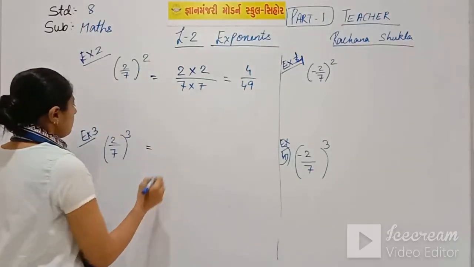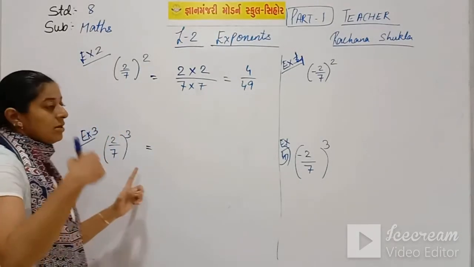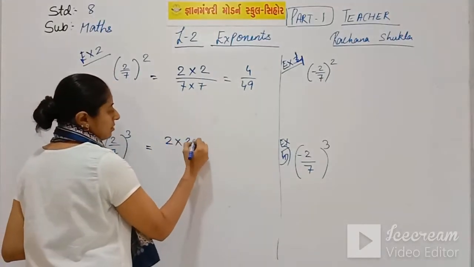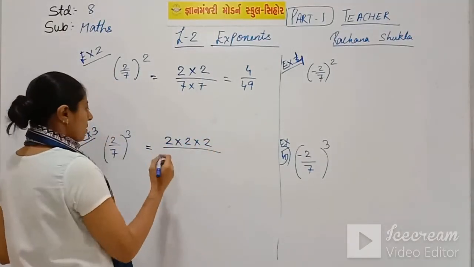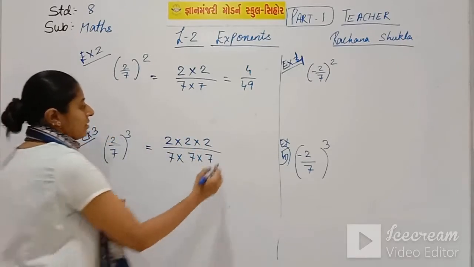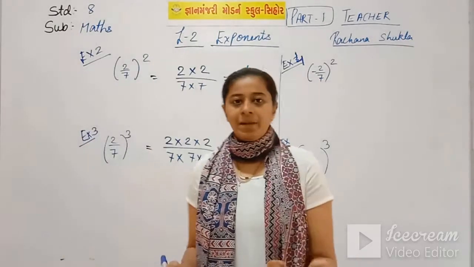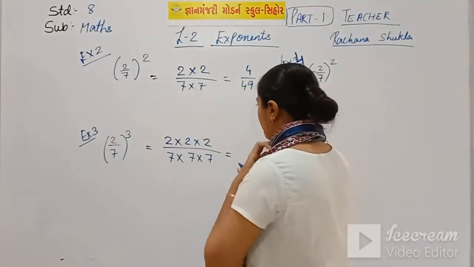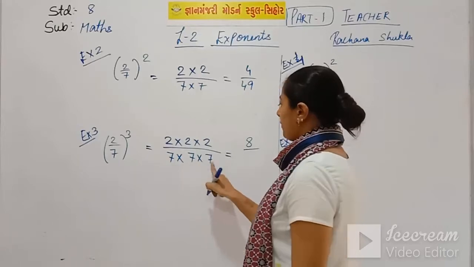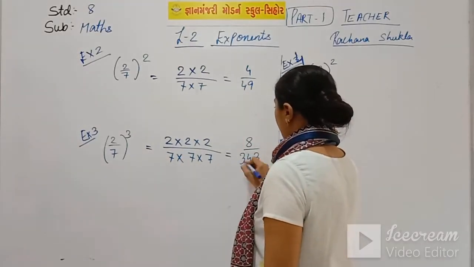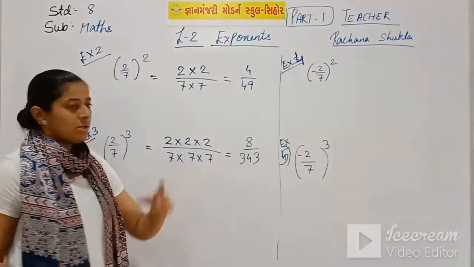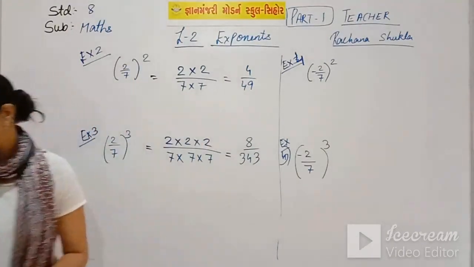Next. 2 upon 7 to the power 3. That is 2 into 2 into 2 upon 7 into 7 into 7. That means multiply it. 2 2s are 4, 4 2s are 8, 7 7s are 49, 49 7s are 343. The cube of 7 is 343. Note down these sums.